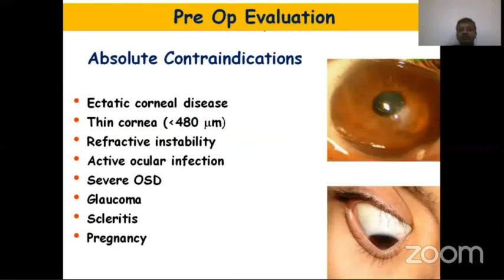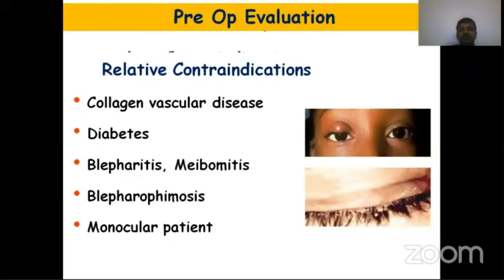There are some absolute contraindications which you should always remember before taking any patient into consideration for refractive surgeries. The most common are corneal ectatic disorders like keratoconus or PMD, thin corneas of about 480 microns, refractive instability, any active ocular infection, severe ocular surface disease, glaucoma, scleritis, and pregnancy. In these, we should not pitch in for refractive surgeries.